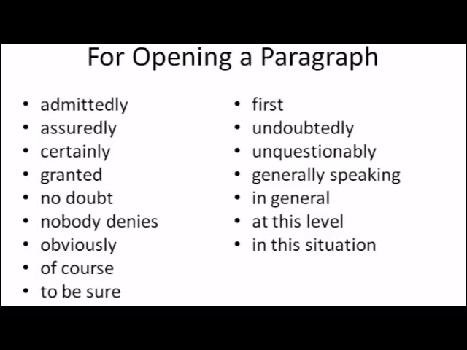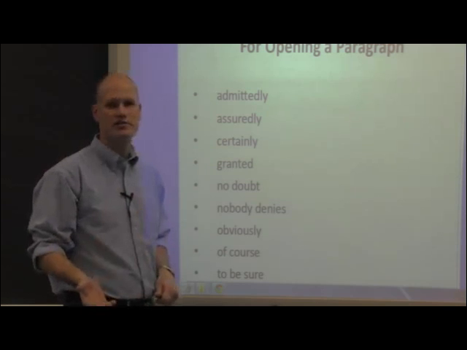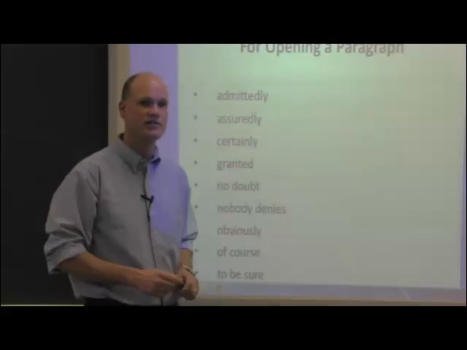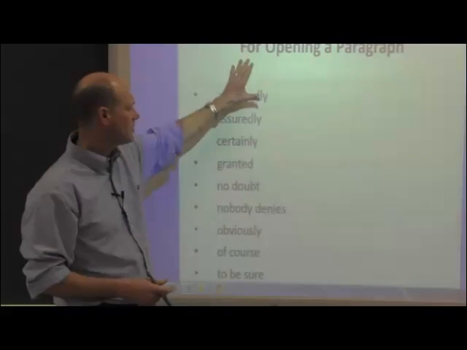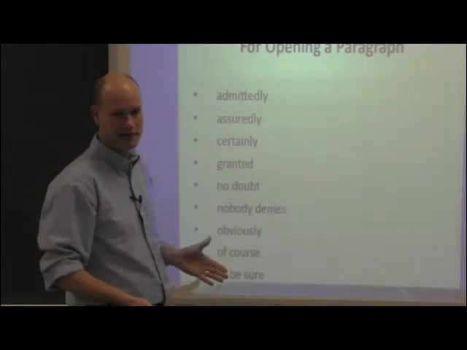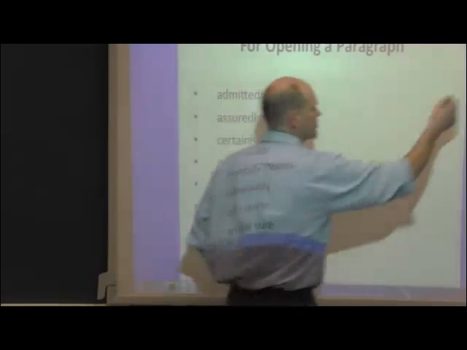So what we have here is a list of words that are typically used for opening a paragraph. Words like admittedly, assuredly, certainly, granted, no doubt, nobody denies, obviously, of course, and to be sure. When these phrases are used, they're typically followed also by a comma. So, given choices, if it's an opening of a paragraph, these are good words to choose.